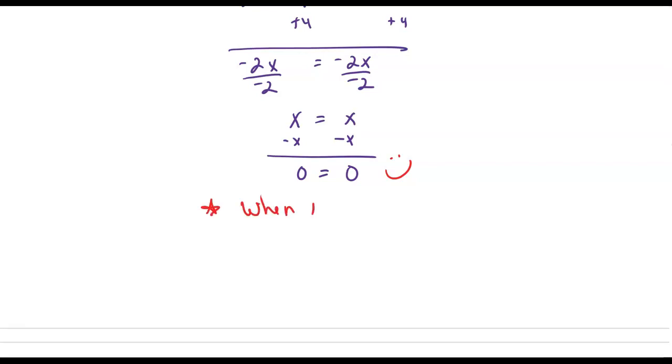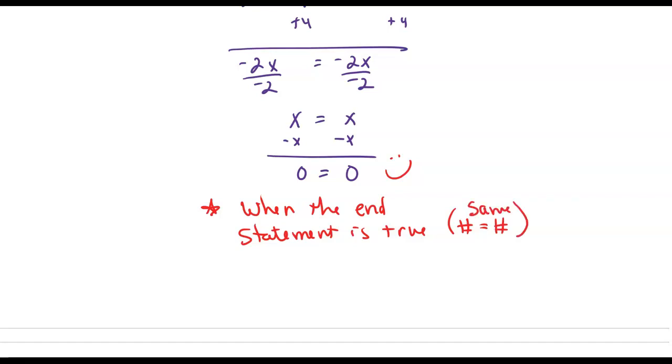When the end statement is true, where you get a number equal to the same number, are you guys with me? This is true. How you'd write your answers, ready? All real numbers are solutions for a what?